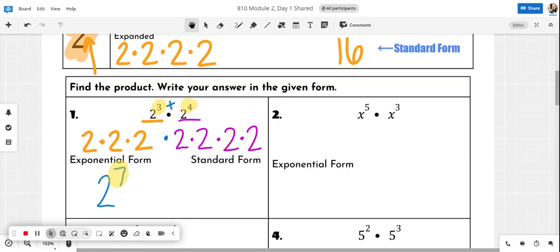So standard form, we're doing 2 to the 7th power. So hopefully we have a Desmos calculator open. So on the Desmos calculator, you're going to do 2 to the 7th power. And hopefully when you do that, you should get 128. Apologize.